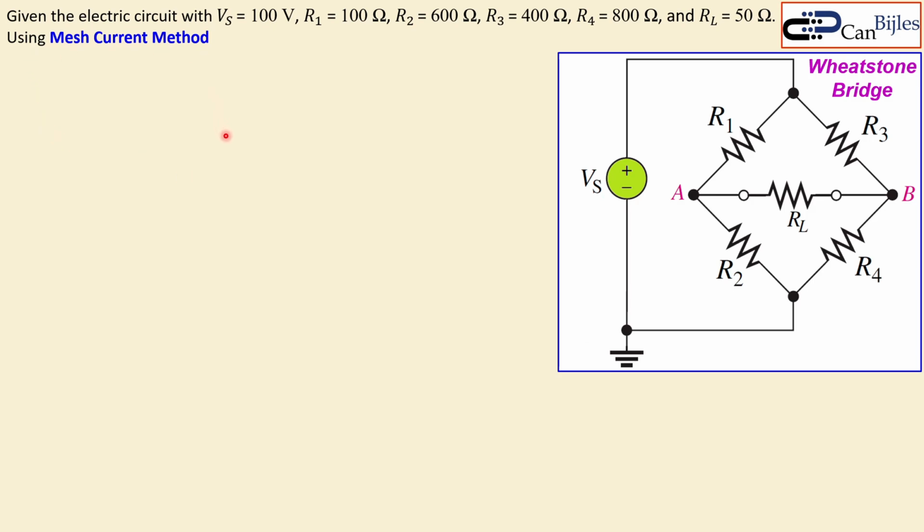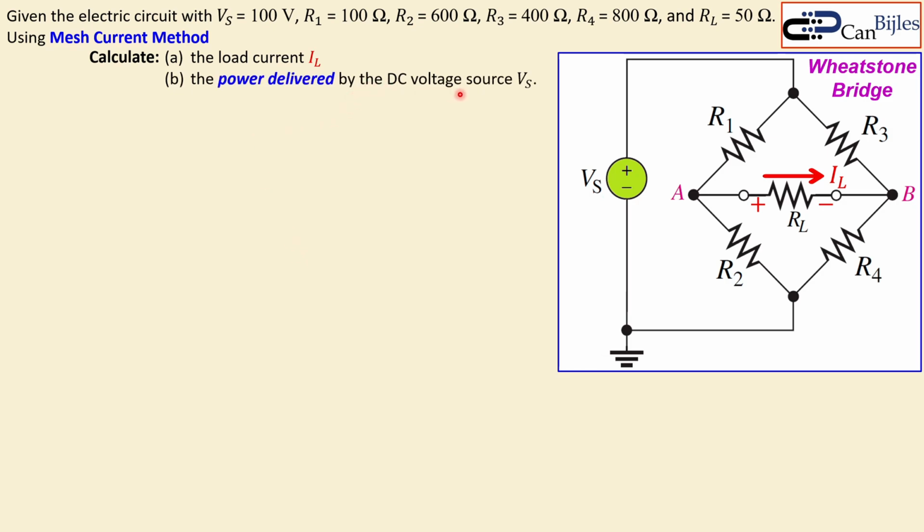Again, using the mesh current method, we would like to calculate the load current. That's actually this current in this direction, so from left to right. And also the power delivered by the DC voltage source Vs. So 2 things we need to calculate. Okay, now let's see how we can do the solutions.